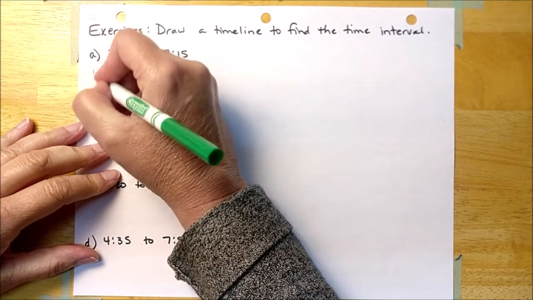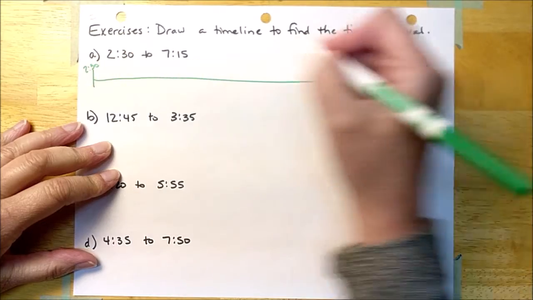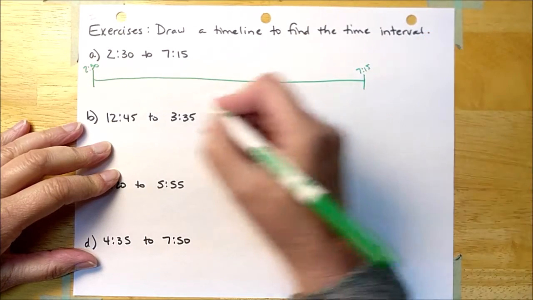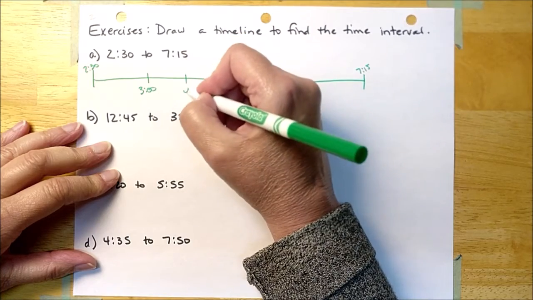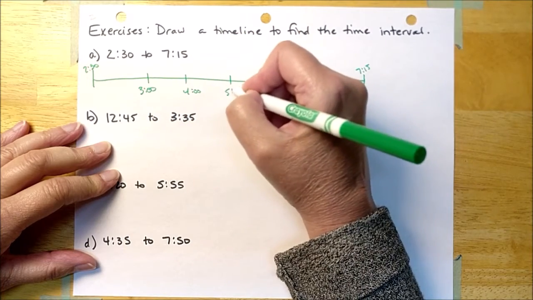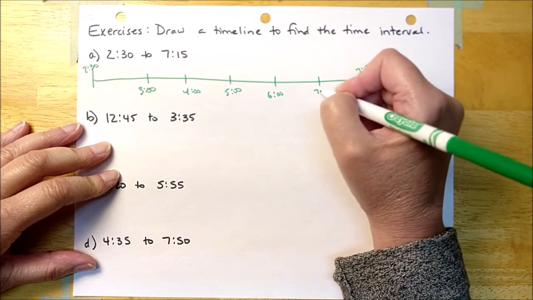Okay, you're back. Awesome. So I'm going to draw a nice long line. This is 2:30. This is 7:15. So the next hour would be 3. Then it would be 4. Then it would be 5. And I've got to go with 6 and 7 o'clock.